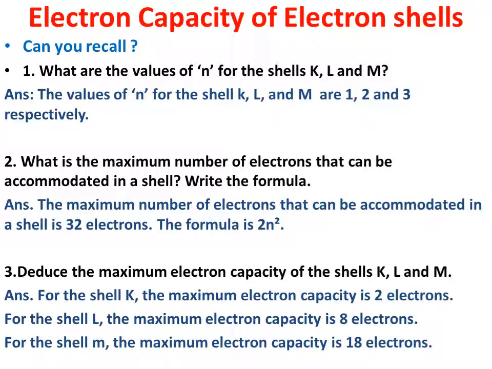For the shell K, the maximum electron capacity is 2 electrons. For the shell L, the maximum electron capacity is 8 electrons. For the shell M, the maximum electron capacity is 18 electrons.